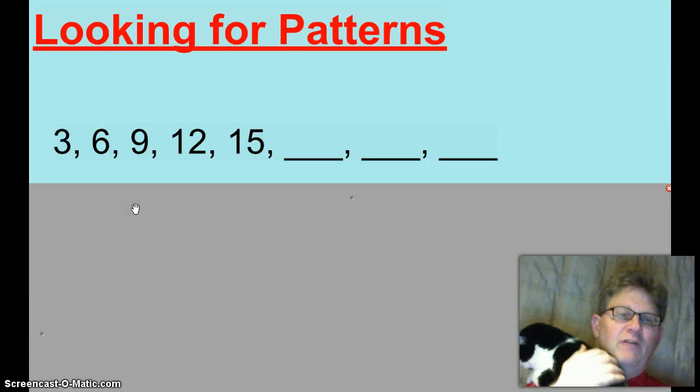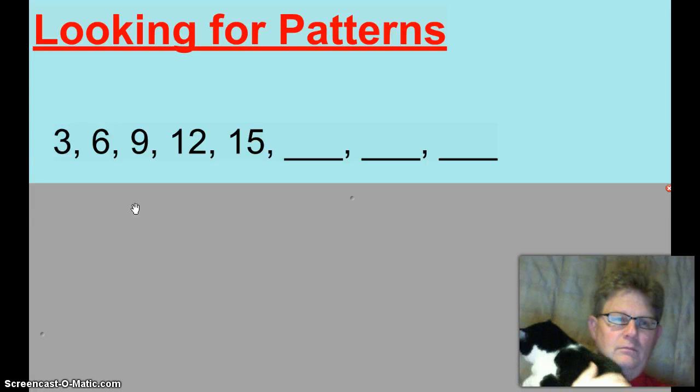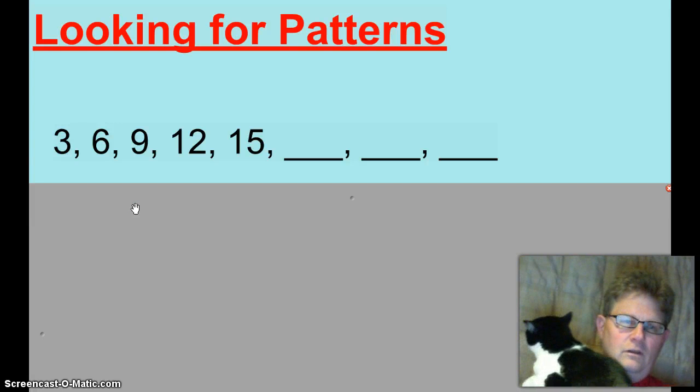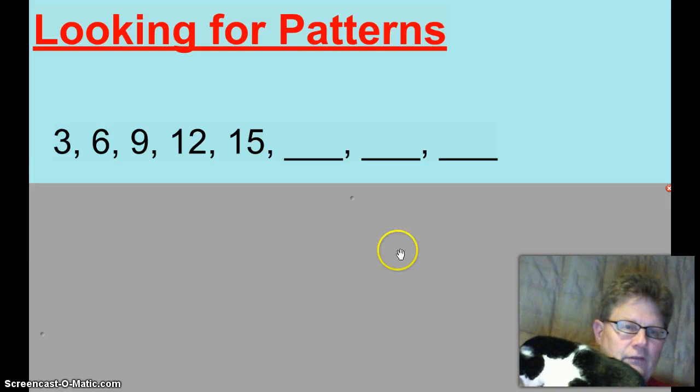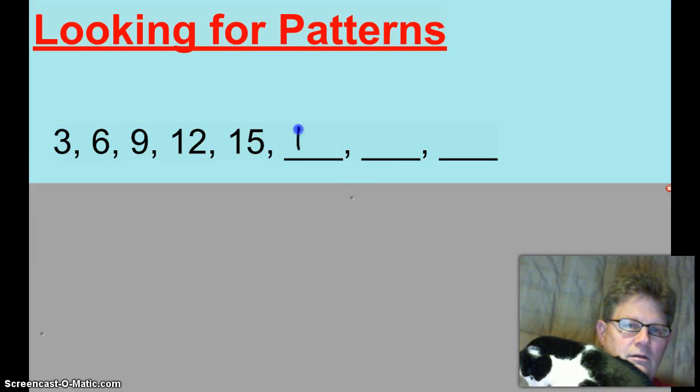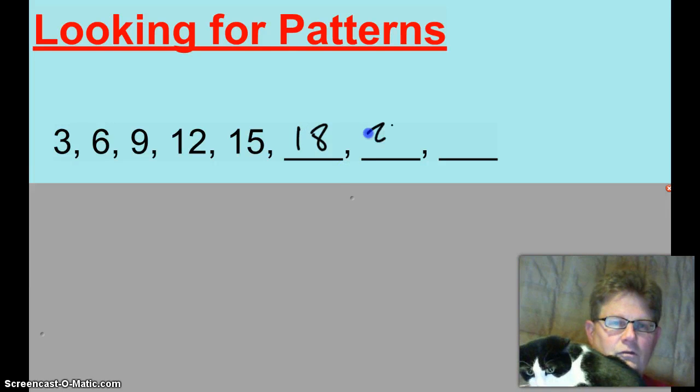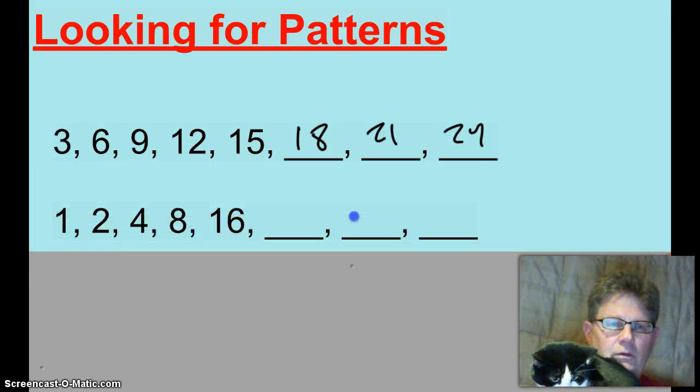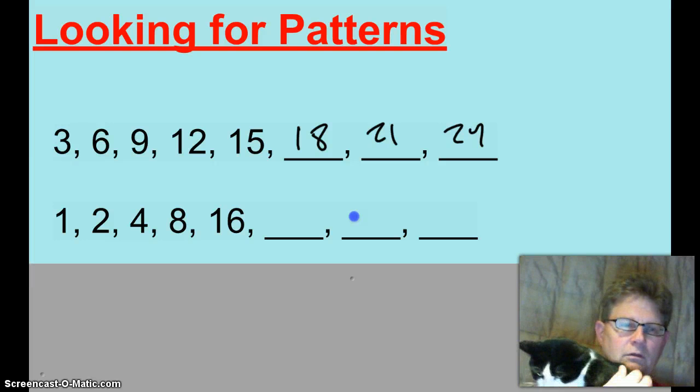Identify the pattern. What's going on? That's right. It's increasing by 3. So the next three numbers are 18, 21, and 24. Good. Let's move on to the next one.